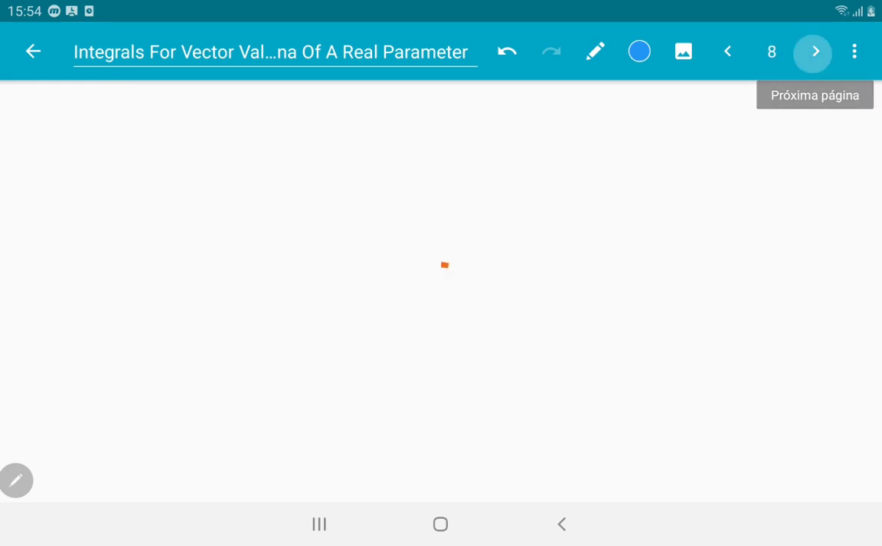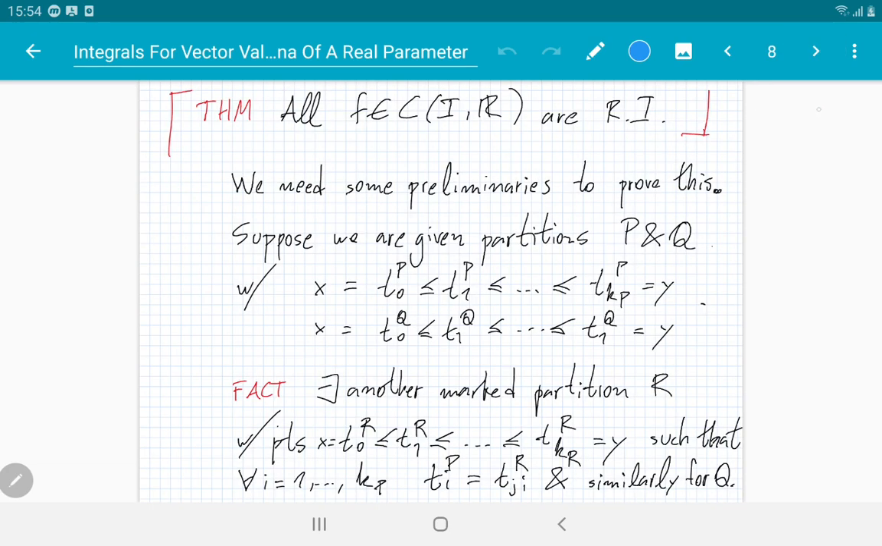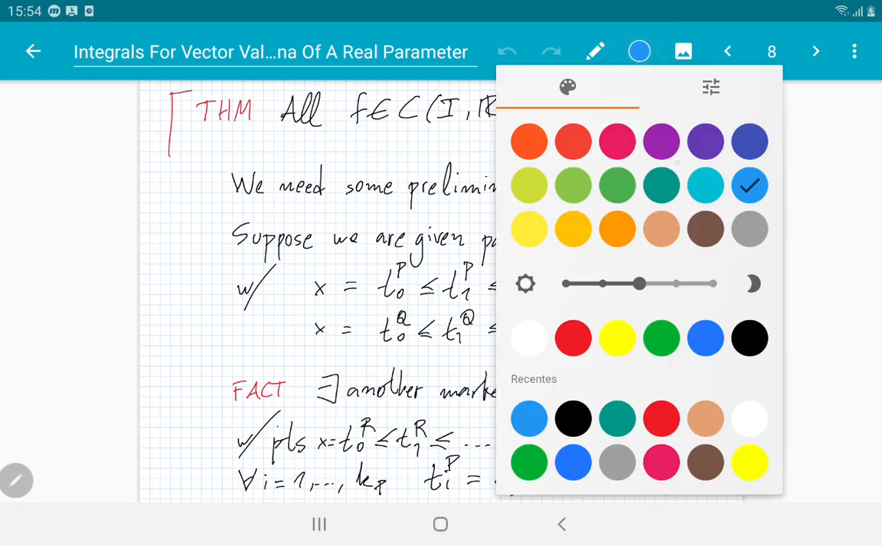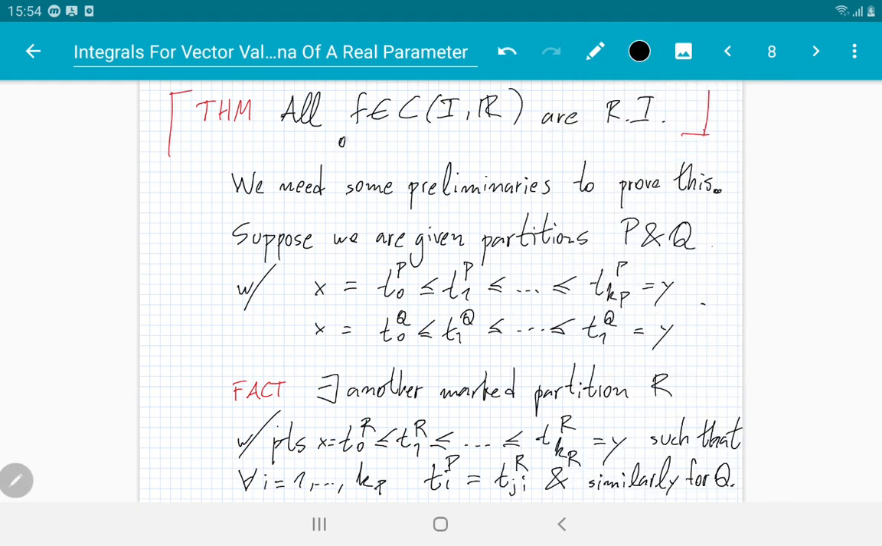Good. Now we're going to talk about something more substantial, which is something we know about functions with real values, and are going to extend to functions with vector values, which is that all continuous functions are Riemann integrable. Well, Riemann integrable over x and y for any x and y contained in the interval I, which I recall is a, b.